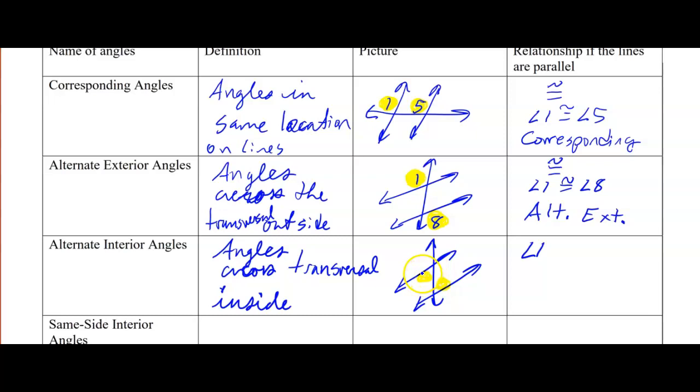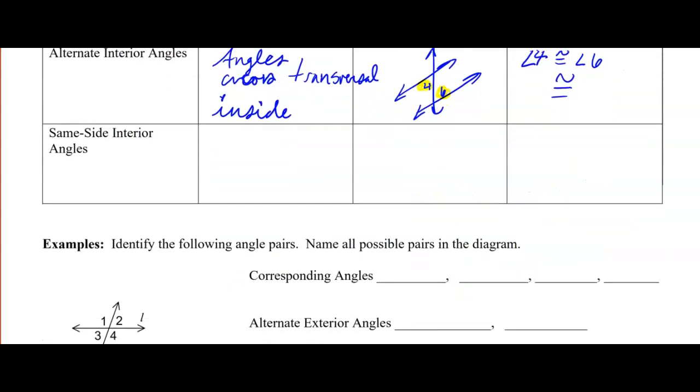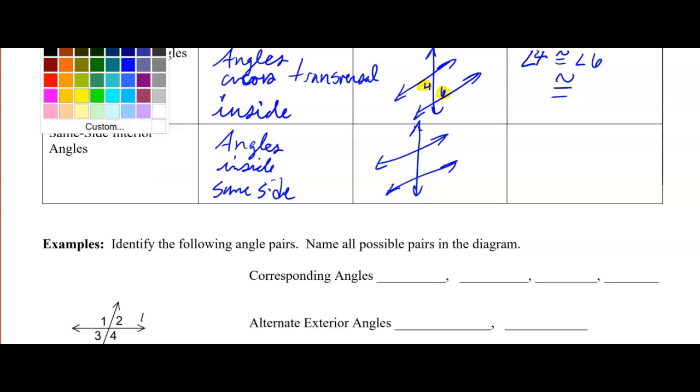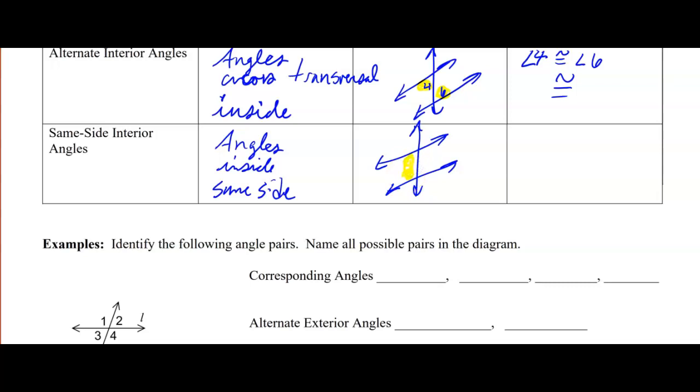See, angle 4 and 6. Angle 4 is congruent to angle 6. Okay, they are congruent. And then last, same side interior, angles inside, same side. So let's say those two, same side inside, okay. 4 and 5. These are supplementary. So angle 4 plus angle 5, should put a measure on there, equals 180.